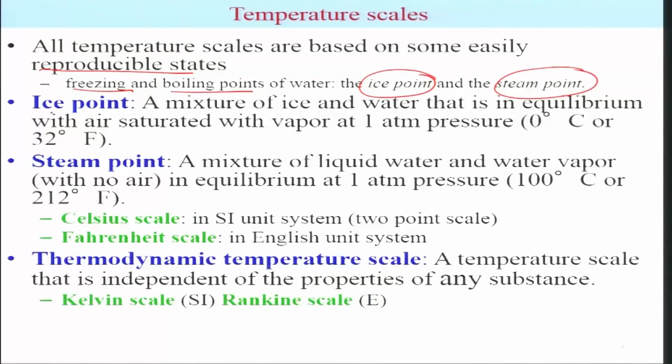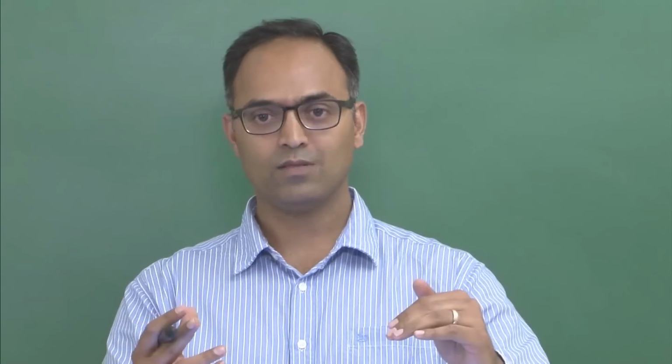So let's look at what the ice point is. The ice point is nothing but a mixture of ice and water that is in equilibrium with air saturated with vapor at 1 atmosphere. At this condition you have air as well as water vapor, because you are conducting this experiment at certain conditions which is open to air, okay.